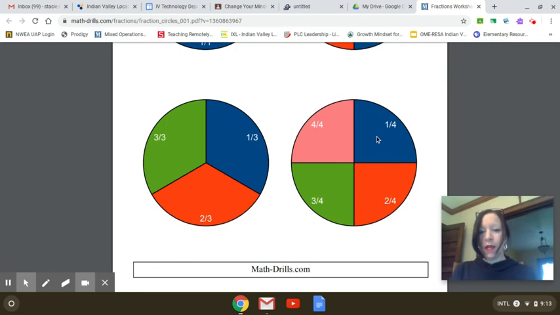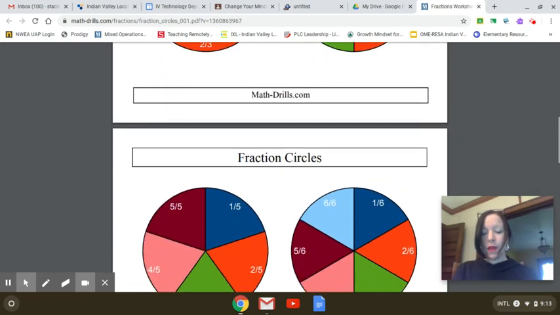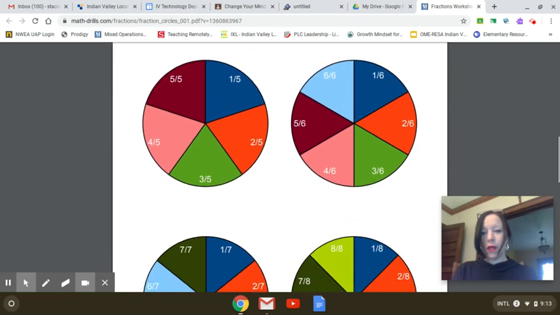If you shade in one section of it, you're shading 1/4. If you shade in 2, you're shading 2/4. And if you shade in all 3 of these areas, blue, orange, and green, you will have shaded 3 of a total of 4. And then to shade in the pink as well would shade in the entire thing, which would be 4 of 4.